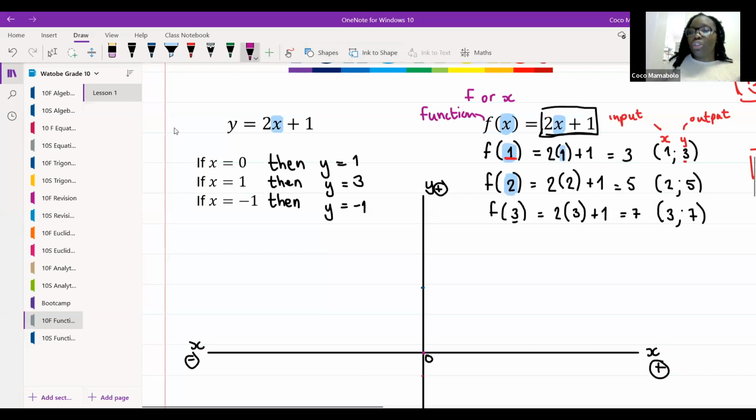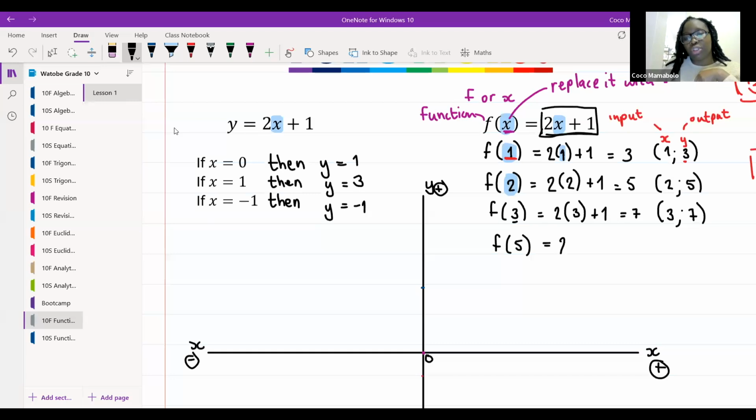Okay. So we're going to take this x over here and we're going to replace it with the number 5. But I can't just do it over here. That means everywhere where I see an x, I'm going to replace it with 5. So I'm going to go 2 times 5 plus 1.